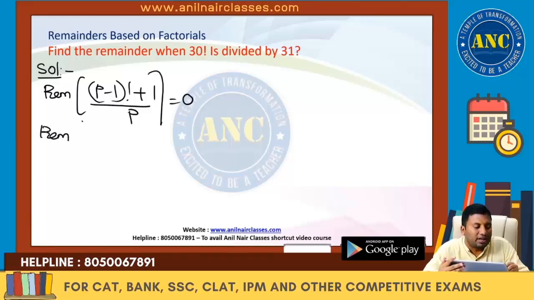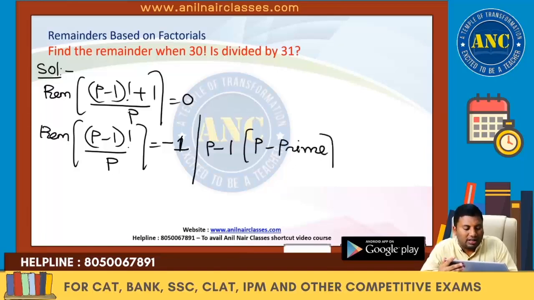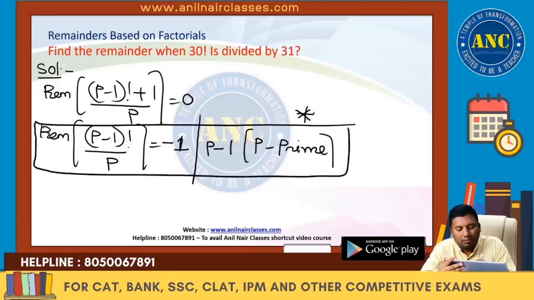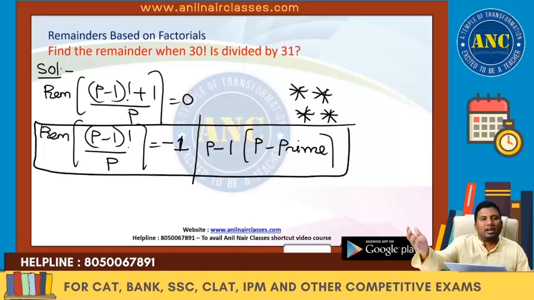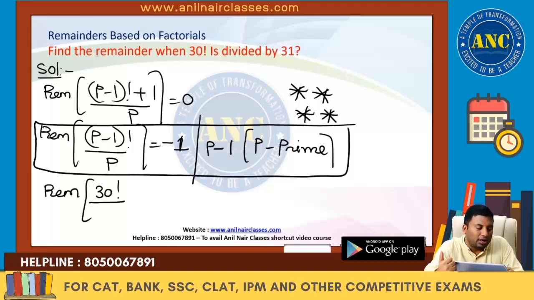So plus 1, if it comes to the right hand side, p minus 1 factorial when divided by p is minus 1. Negative remainder means add it with the denominator, p minus 1. So that means if p minus 1 factorial is divided by p, remainder will be p minus 1. So you don't need to write it, directly you can write 30 factorial by 31 is 31 minus 1, which is 30.